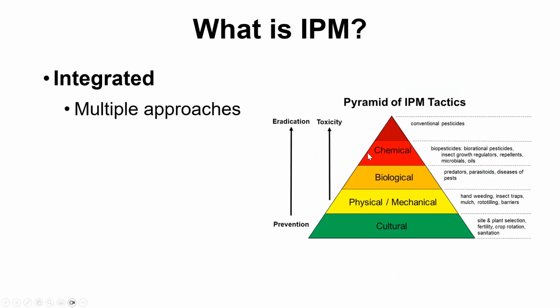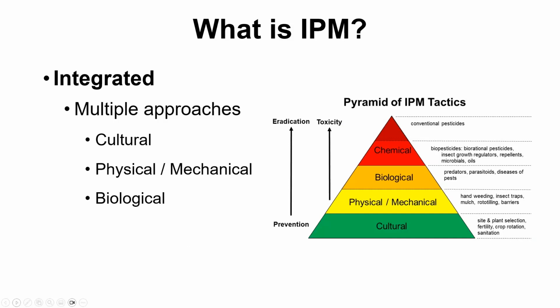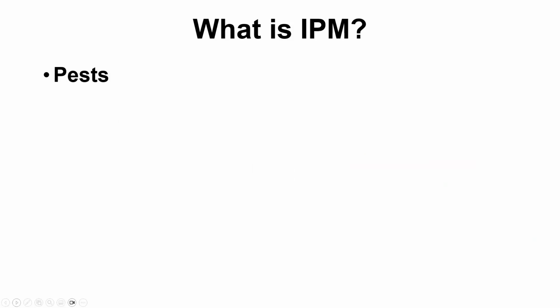This is called the pyramid of IPM tactics, which we'll go through in detail. So, we start with prevention up to eradication, and it also goes up in toxicity. We have our cultural controls, our physical and mechanical controls, our biological controls, and then finally our chemical controls. Then we have the word pests. So what are pests? Well, there are three main categories of pests.